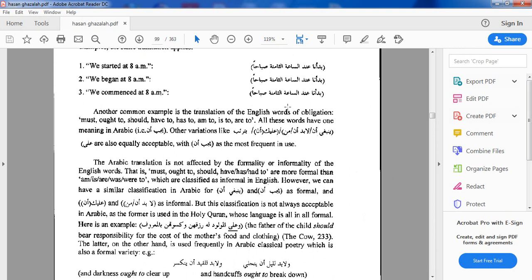Okay, it is about the obligation. We have must, ought to, should, have, has to, aim to, is to, are to. And we have there, yes, he says they are identical synonyms, but actually they are not. There's a difference among those words according to the use within a grammatical structure.